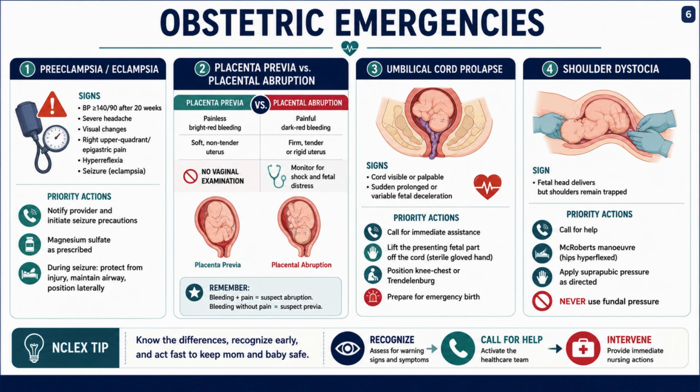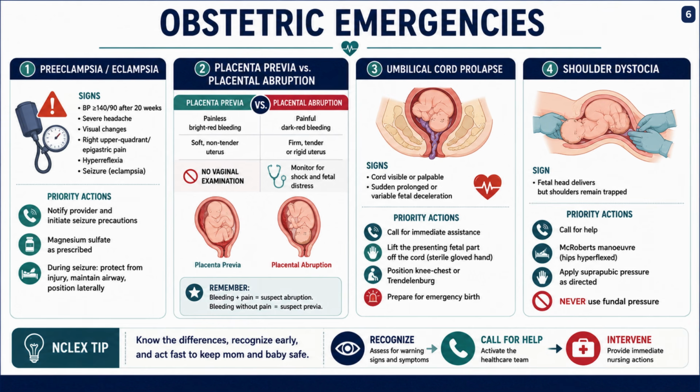Next, remember the major difference between placenta previa and placental abruption. Placenta previa typically causes painless, bright red vaginal bleeding and a soft uterus. Because the placenta may cover the cervix, never perform a vaginal examination unless placental location has been confirmed and the provider has determined it is safe.